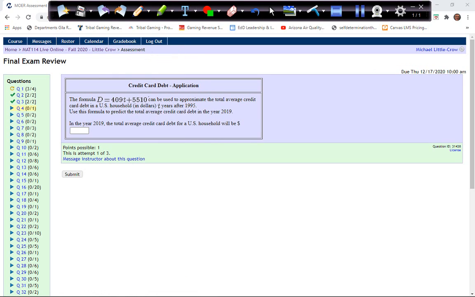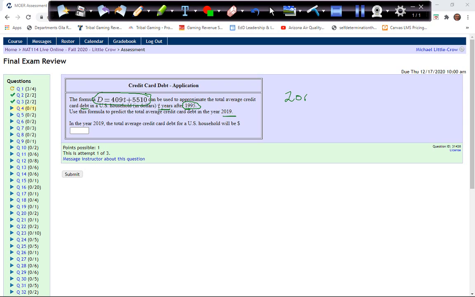Before I even read it, I just say, okay, there's my formula. And now they're going to probably tell us what it's about. T is in years. So I know T is in years, so that's an input. And D is the debt. Okay, it gives us the debt. Use this formula to predict the total average credit card debt in the year 2019. And notice we're starting in 1995 as the first year, so that would be year 0, t is equal to 0. So we've got to figure out how many years have passed by first.